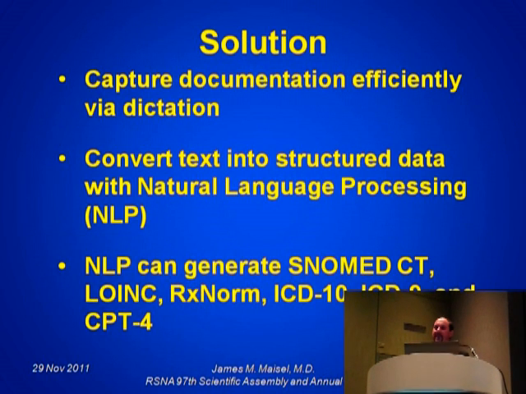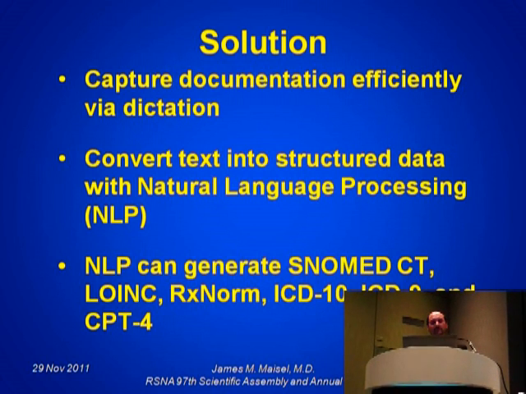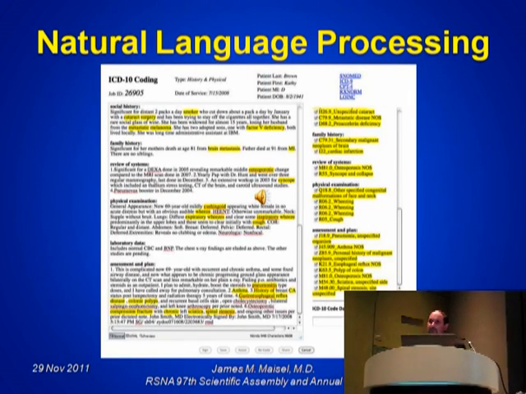You capture the documentation efficiently using dictation, and then you take the free text and you convert it into structured data using natural language processing. We can generate SNOMED-CT, LOINC, RxNORM drug codes, ICD-10, and certainly ICD-9 and CPT-4 for billing out of one dictation. So what does natural language processing do, and how does it work, and what's a document look like?